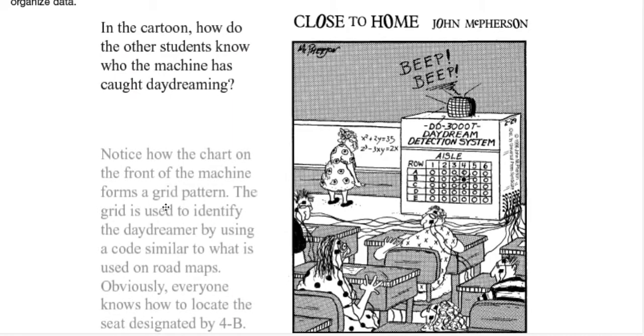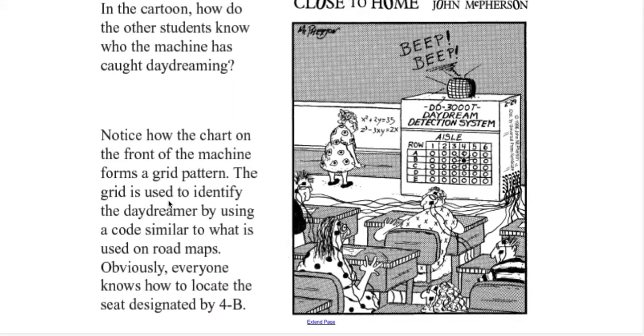Okay, notice how on the chart the front of the machine forms a grid pattern. The grid is used to identify the daydreamer by using a code similar to what is used on road maps. Obviously, everyone knows how to locate the seat designated by 4B. So this dude or dudette right there is our daydreamer because he or she is probably the one sitting on 4B. Okay, I can use a machine like that in our classroom.